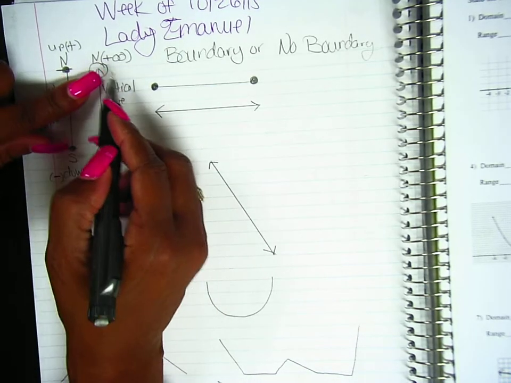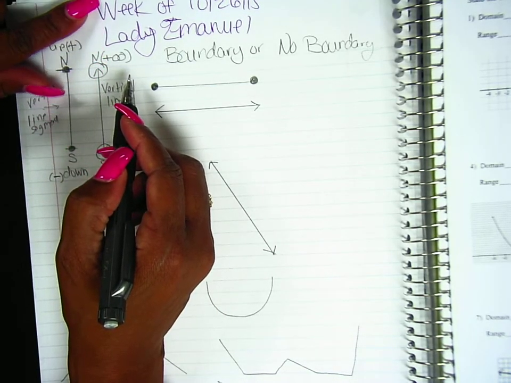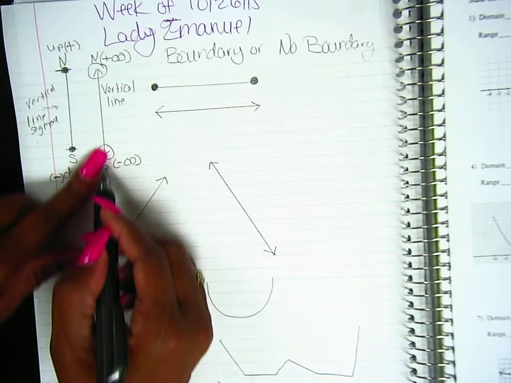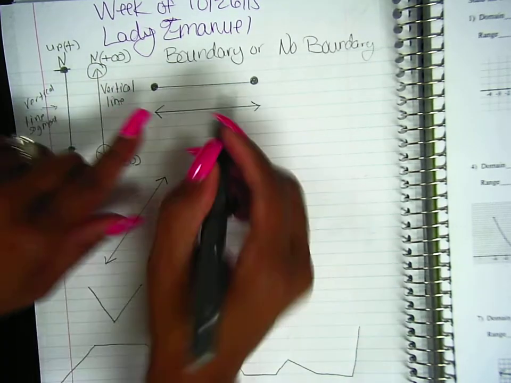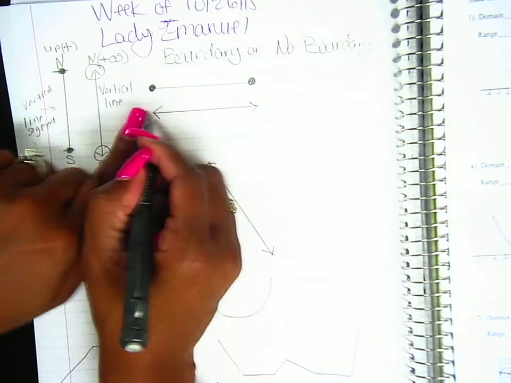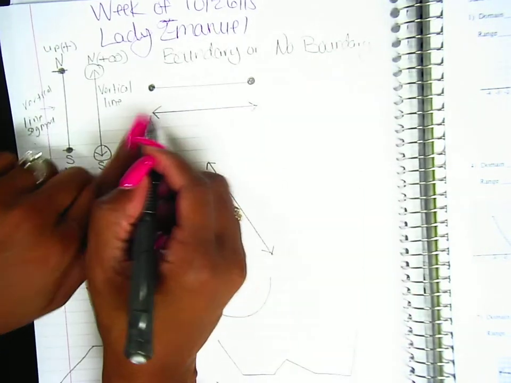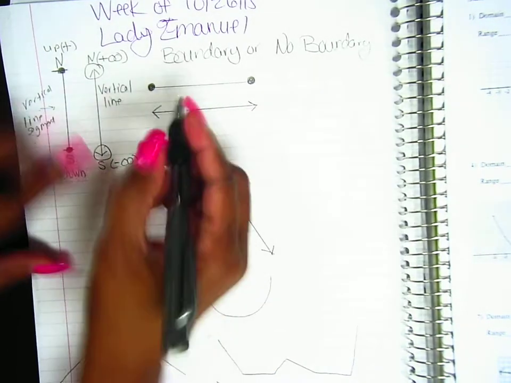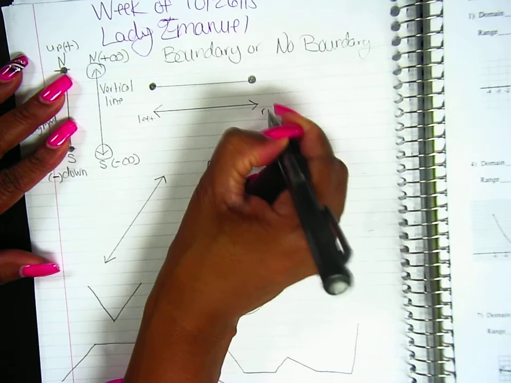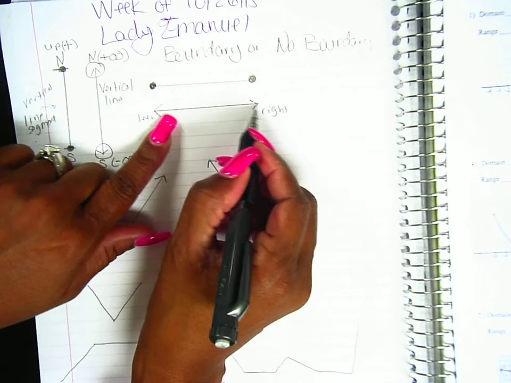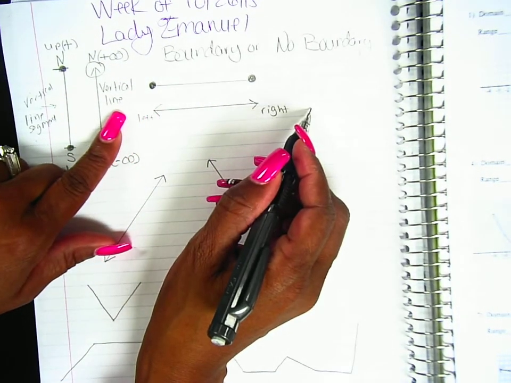The arrows only go in one direction. It's just going north because it's a vertical line. Whereas here, what kind of line is that? It's running left and right. Left and right. And again, it's a line. It doesn't stop. It continues on and on.